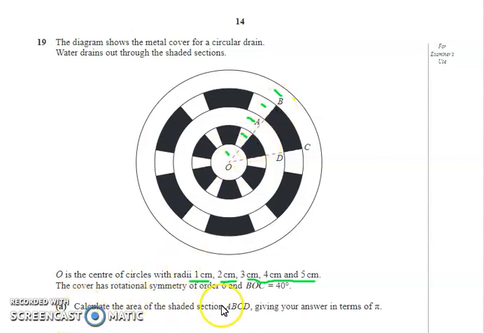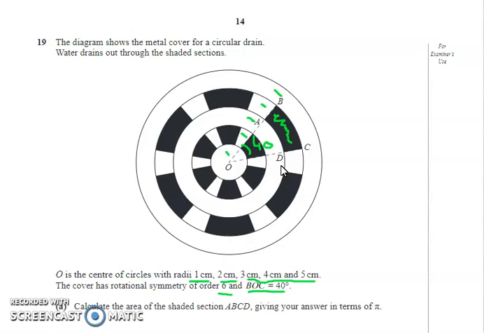The cover has rotational symmetry of order 6. Of course, because 6 are colored, so 6 times it will land on its original place. BOC is equal to 40 degrees. We know this angle, that is 40. Alright, calculate the area of the shaded region ABCD. We need to find this area. This one. ABCD. Giving your answer in terms of pi.